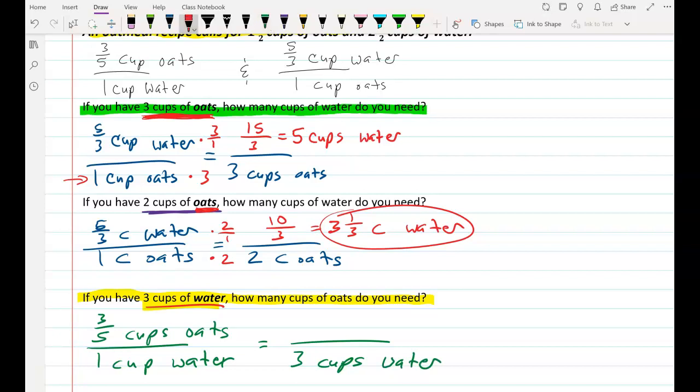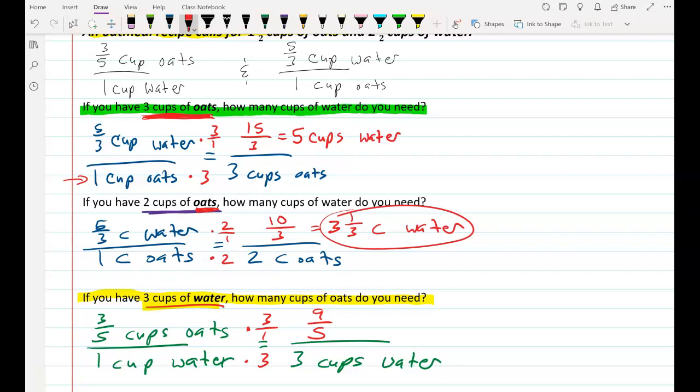And to get from 1 to 3, we multiply by 3. So then we have to multiply the numerator by 3 also. But since our numerator here is a fraction, we have to multiply by 3 over 1. We multiply straight across with our fractions. 3 times 3 is 9. 5 times 1 is 5. 9/5. So that's 9/5 cups of oats.